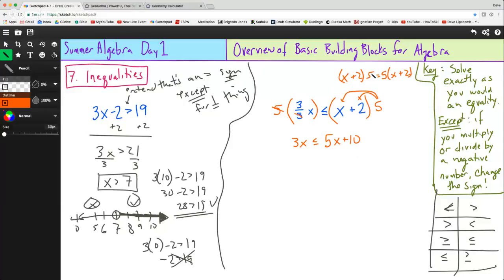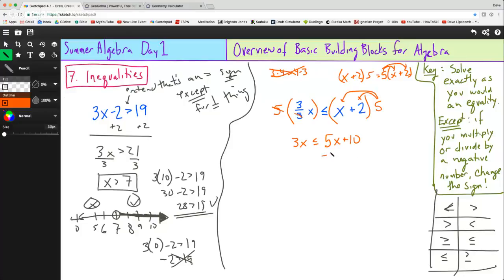Something times something else is equal to the second thing times the first thing, right? 3 times 4 equals 4 times 3. We know that's true. So x plus 2 times 5 is the same as 5 times x plus 2. So there's our distribution. So don't let the fact that I'm drawing these arrows backwards confuse you.